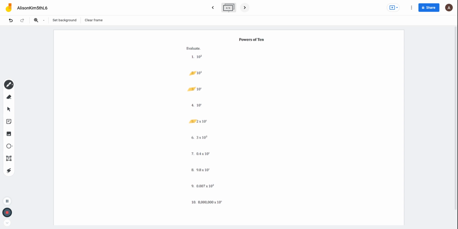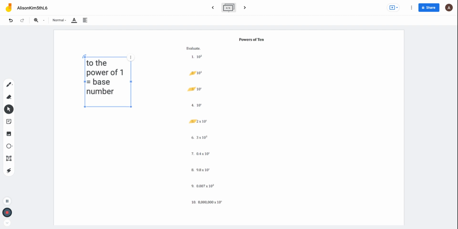Now we're going to do powers of 10. We're going to do 3 problems for this one, which is 2, 3, and 5. I chose 2 and 3 because a lot of people can make a tiny mistake. So when we have something to the power of 1, then it's always going to be just that base number, right?